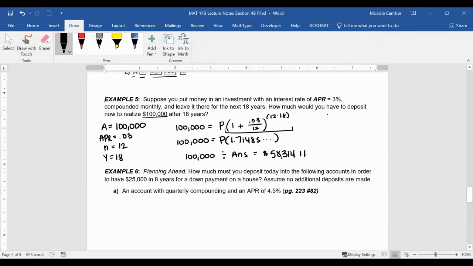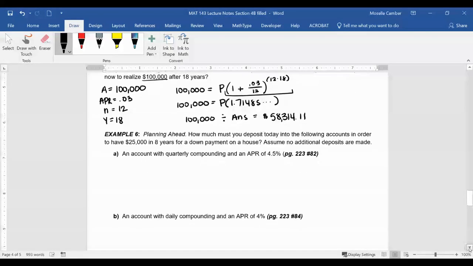So you're starting with the end, so you're going to divide. Just like with percentages, if you start with the beginning, you're going to multiply. If you start with the end, you're going to divide. So if we want to have $100,000 in this account after 18 years, today I would have to deposit $58,314.11.